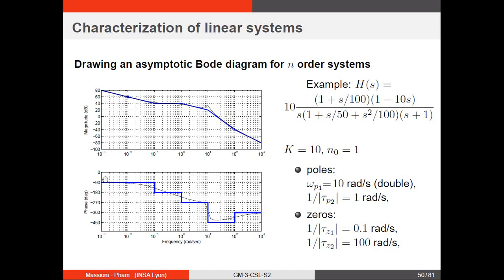Well, the real diagram, we said, is the smoothed version of the asymptotic diagram with a small resonance peak here. How do we know there is a resonance peak? Well, this pole here is the double pole here. You can compute psi, and according to what we see, it is a smaller value of psi, smaller than 1 over square root of 2, and so there is a resonance peak. How tall will this resonance peak be? Well, you can figure it out with the formulas in the slide before.